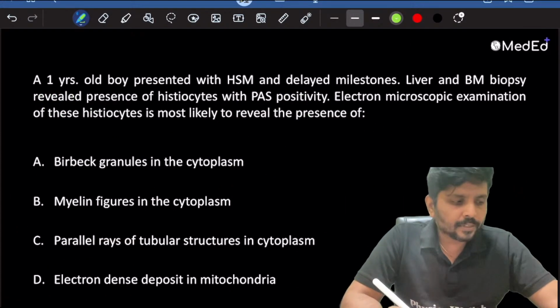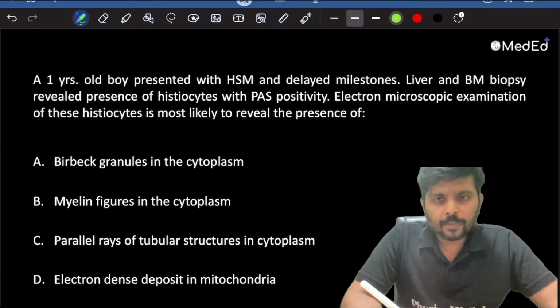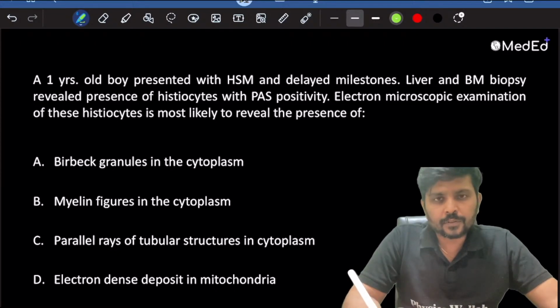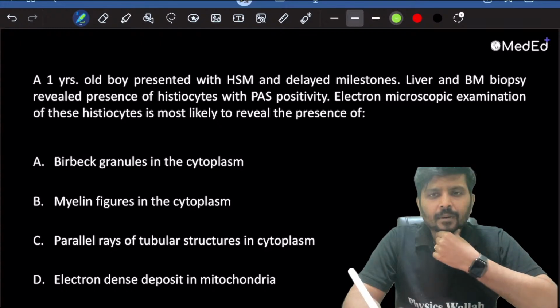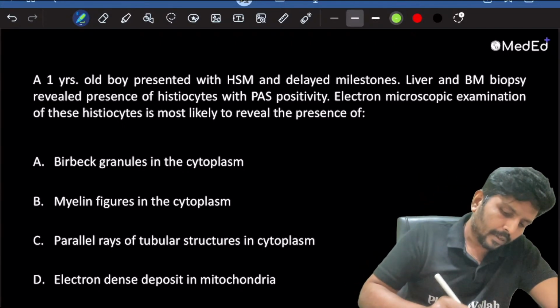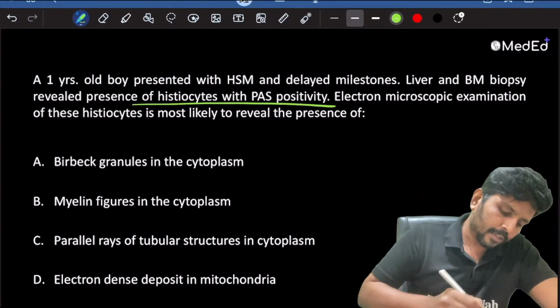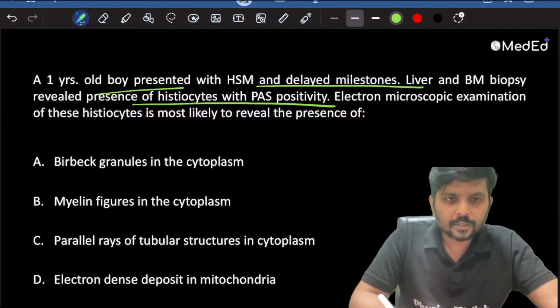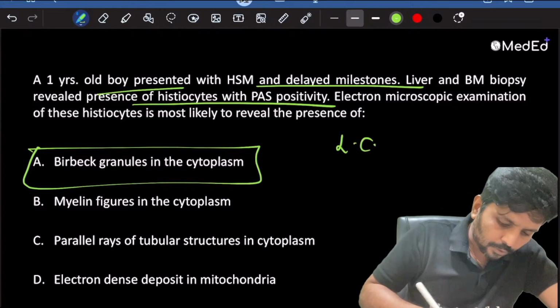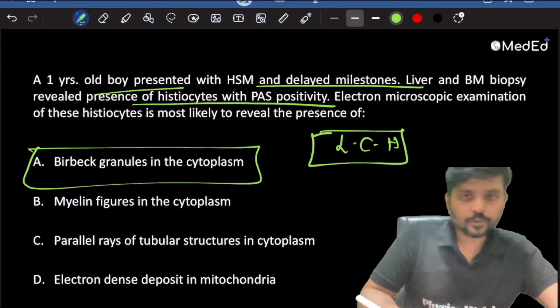Then what is this? A 1-year-old boy presented with hepatosplenomegaly and delayed milestones. Liver and bone marrow biopsy revealed the presence of histiocytes with PAS positivity. Electron microscopic examination of these histiocytes is most likely to reveal the presence of what? So here, PAS positivity, hepatosplenomegaly and delayed milestones. So probably this is a case of Langerhans histiocytosis. What is this tumor? Langerhans histiocytosis.